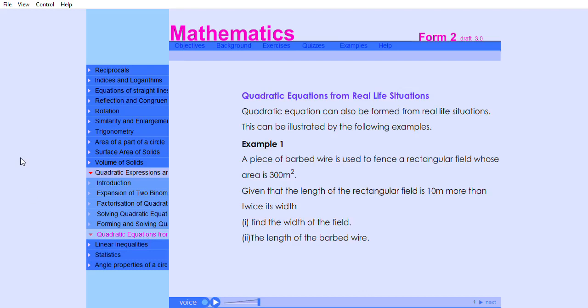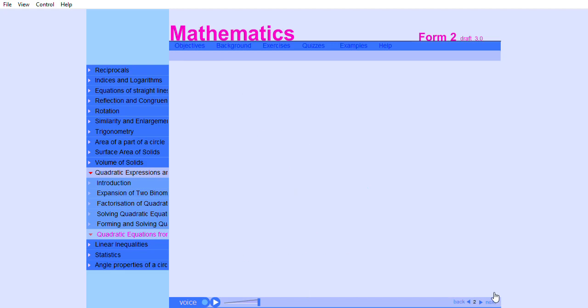Quadratic equation can also be formed from real-life situations. This can be illustrated by the examples given below. Example 1. A piece of barbed wire is used to fence a rectangular field whose area is 300 meters squared. Given that the length of the rectangular field is 10 meters more than twice its width, find the width of the field and find the length of the barbed wire.